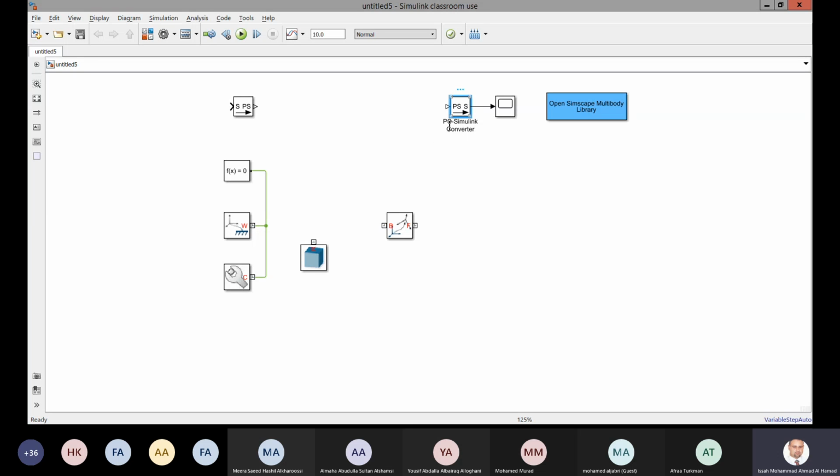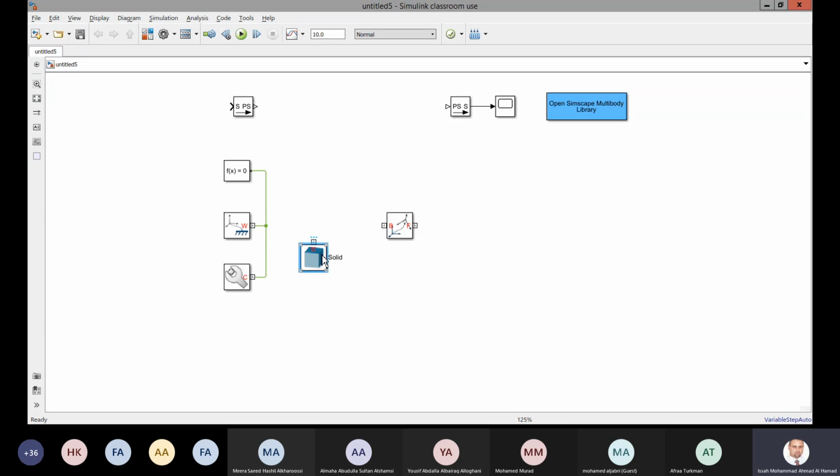From physical to Simulink. So we need to provide the physical properties in this area here. This can be used sometimes, or sometimes can be, in our case, it will not be used. Okay, this block for the mass.